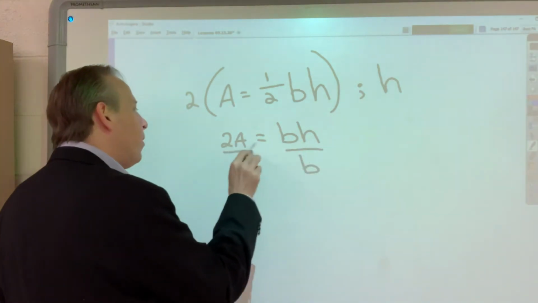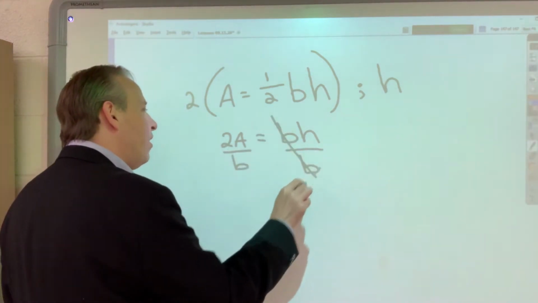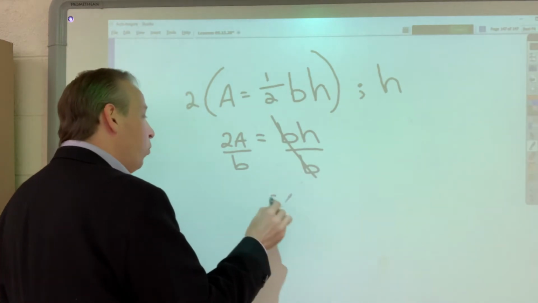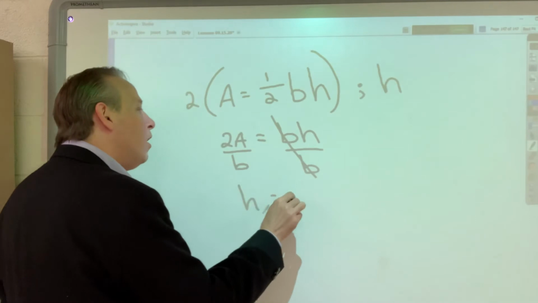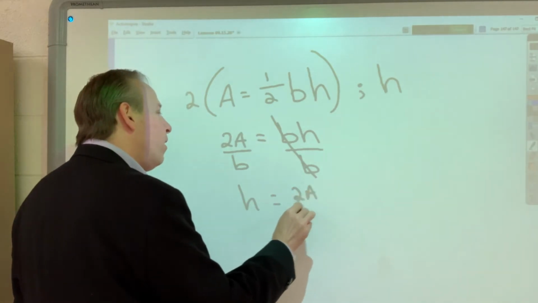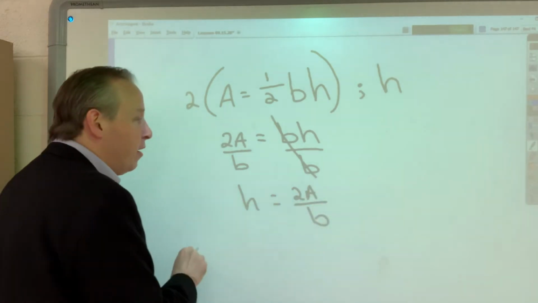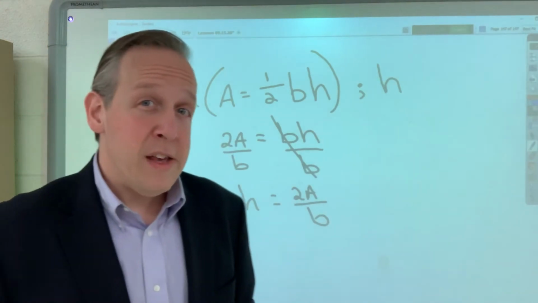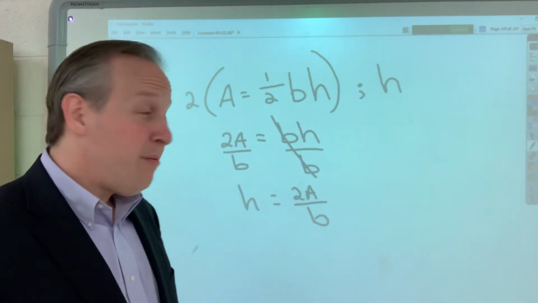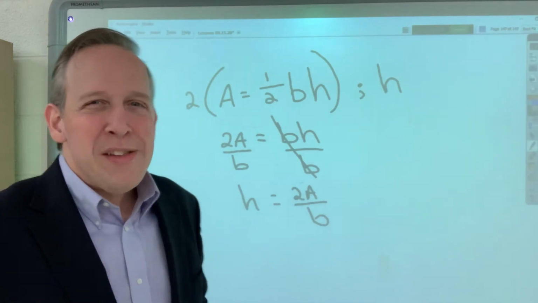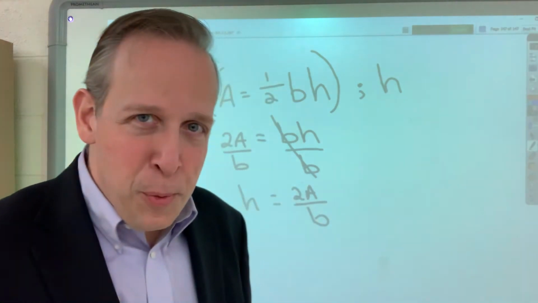So we divide both sides by b. Canceled out. And we have h by itself. You could put it on the left if you like seeing it there. 2a divided by b. The height of a triangle is equal to twice its area divided by its base. But that's not really super important right now.